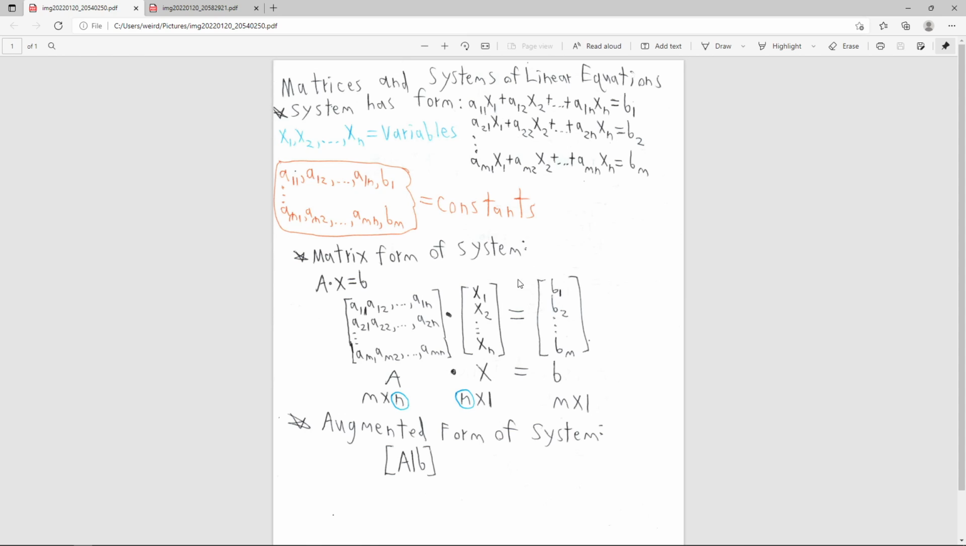The matrix form of a system is A times x equals b. Matrix A is all your constants from the left hand side. Then you multiply by x, which is just a column of all the variables, one column vector basically. And it's equal to another column of all the b constants, the constants on the right hand side. So A times x equals b. It's an m by n matrix times an n by 1 matrix. So the n's are equal to each other, and you have an m by 1 matrix: m rows, 1 column.